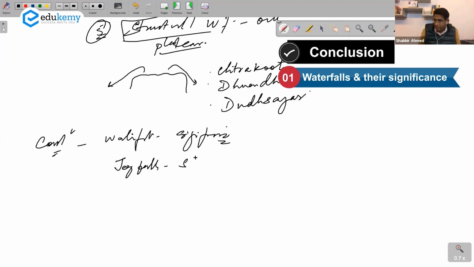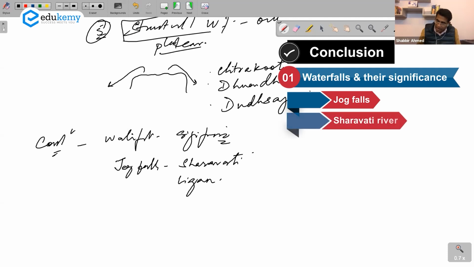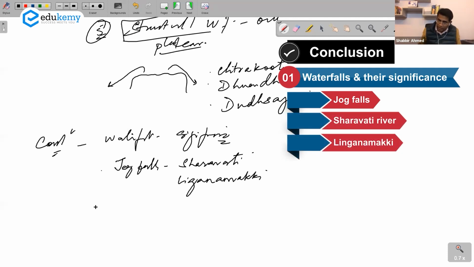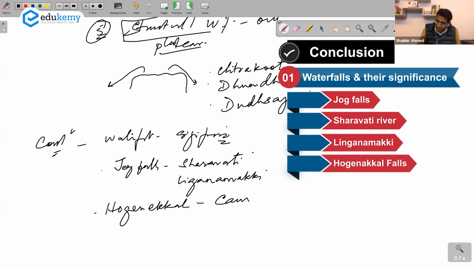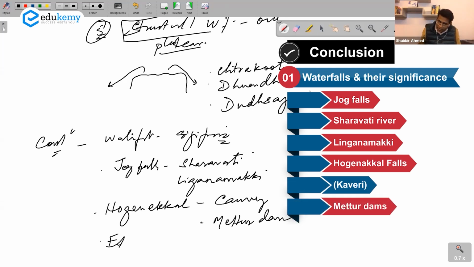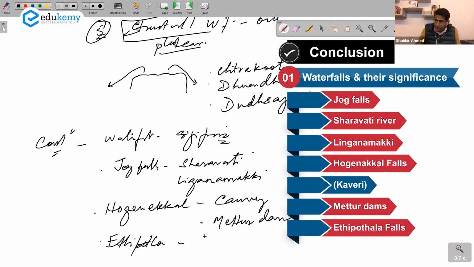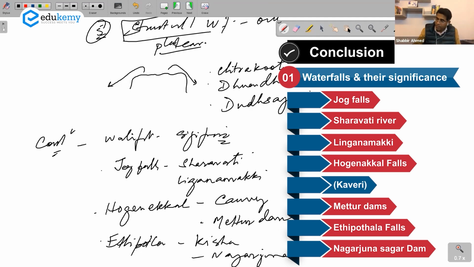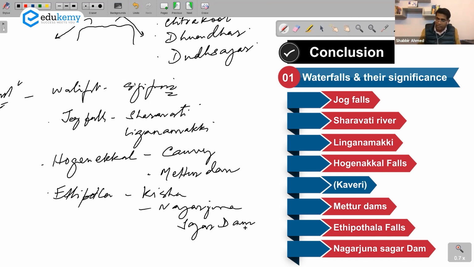Say Jog Falls, and you have the Sharavati River and Linganamakki Reservoir. You have Hogenakkal Falls on the Kaveri, and the Mettur Dam. We have Ethipothala Falls, this is River Krishna, Nagarjuna Sagar Dam. Talk about significance, HEP and energy.